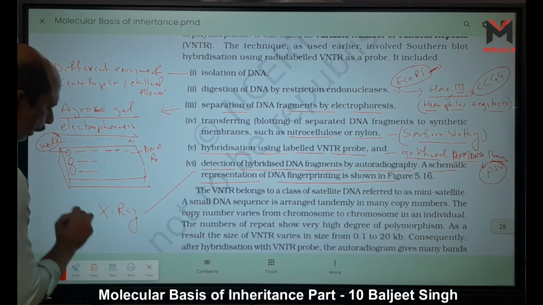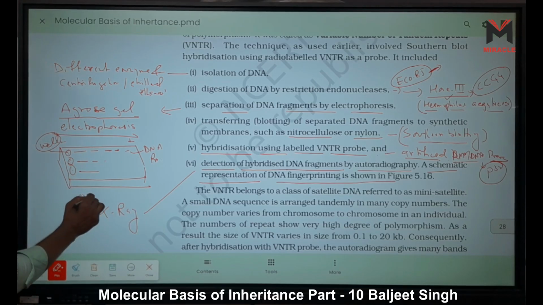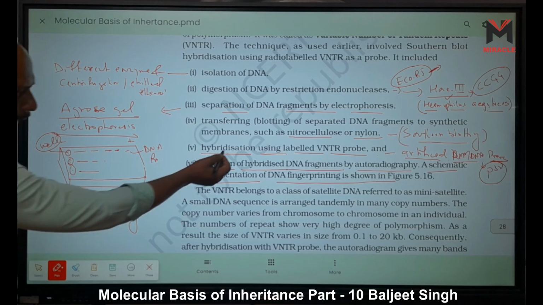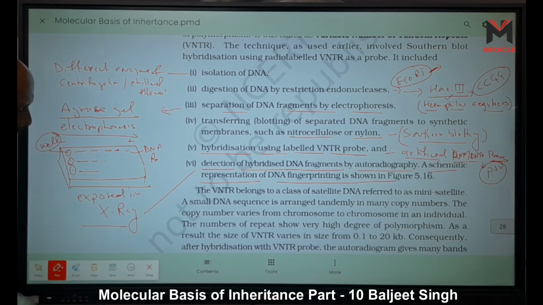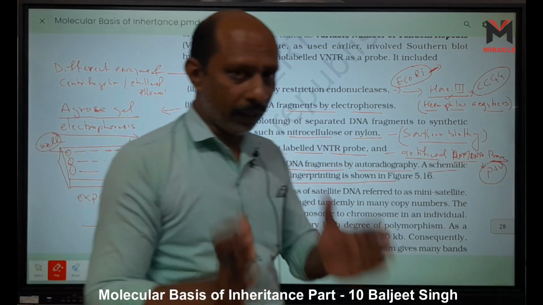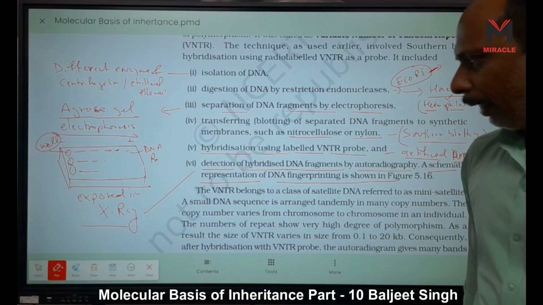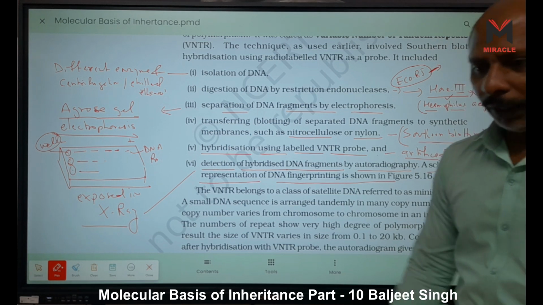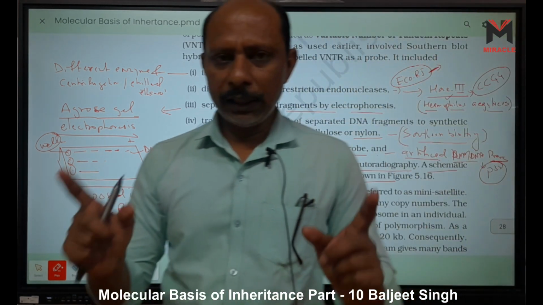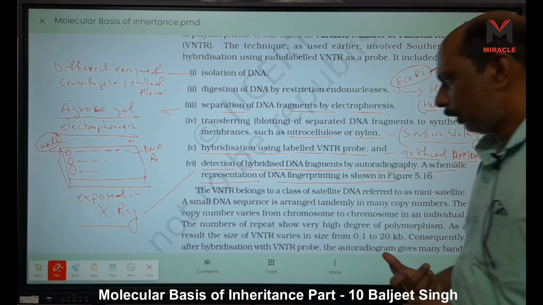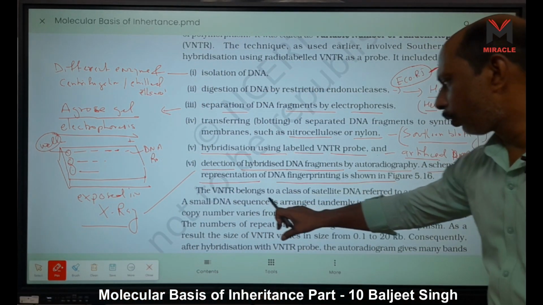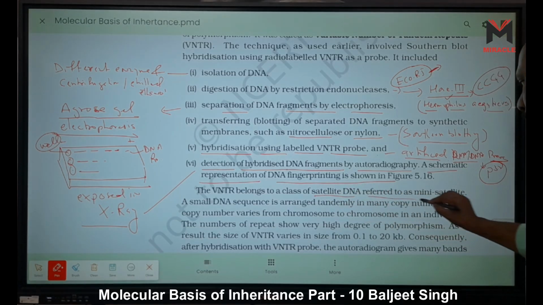These are exposed in Southern blotting, or we can say this hybrid DNA is exposed on X-ray film. Now we get different bands, right? We can see these different bands, and when we consider the length of the different bands, then we get the specific view. The VNTR belongs to a class of satellite DNA referred to as minisatellite.